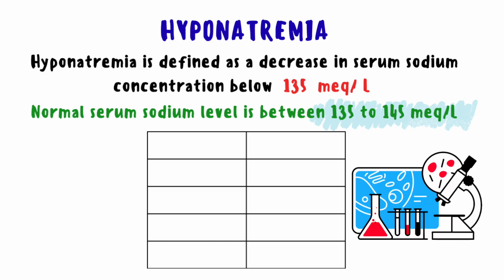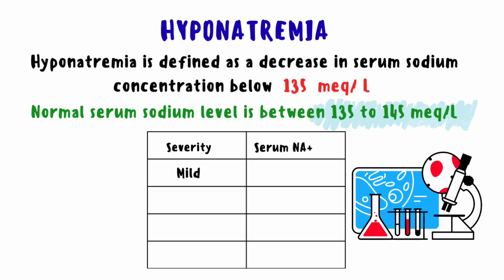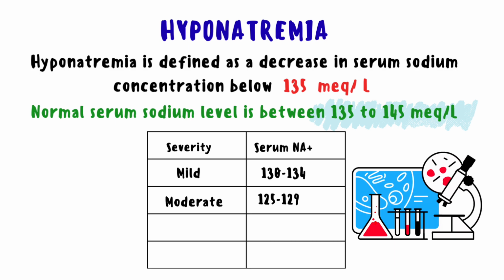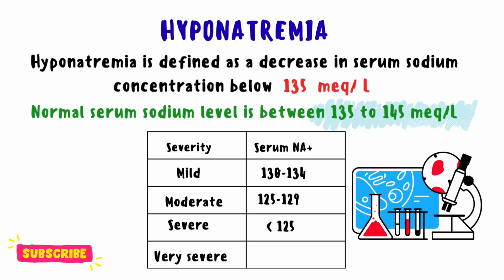Hyponatremia can be divided into various severity groups by the level of serum sodium in our body. It could be mild, where the sodium level will be 130 to 134 milliequivalents per liter, or moderate, where serum sodium will be 125 to 129 milliequivalents per liter. Severe, the level will be below 125, and very severe, where the serum sodium value would be even less than 120.